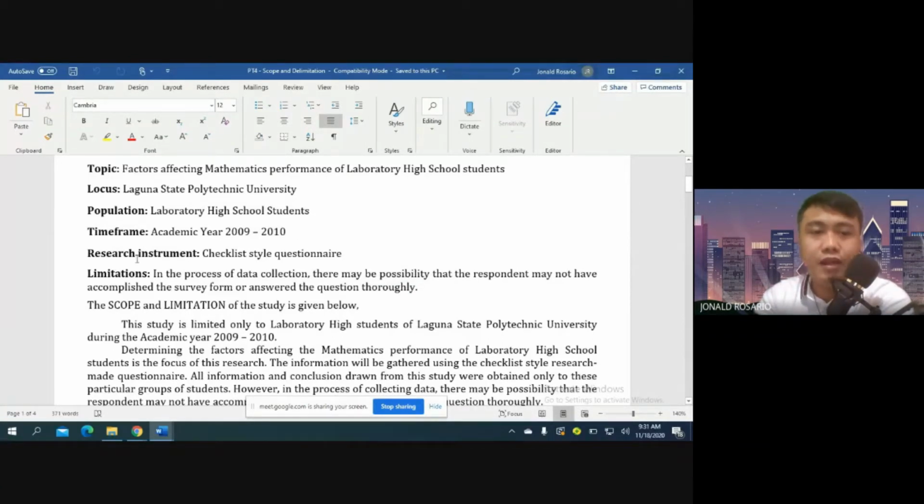Okay, in-include din nila itong research instrument. Ito yung checklist style questionnaire ang ginamit. Ibig sabihin ng research instrument, ano yung mga instrumento na gagamitin para makuha natin yung data from our respondents. That's research instrument. And usually pagka quantitative research, ang ginagamit is questionnaire, particularly checklist style questionnaire.